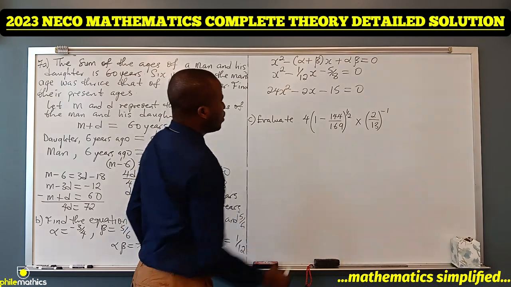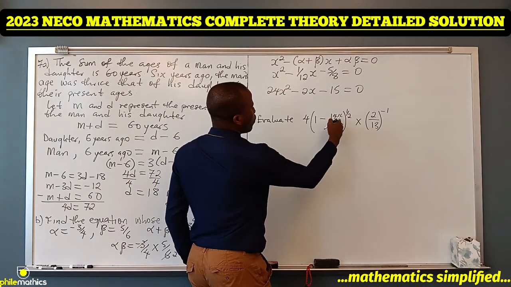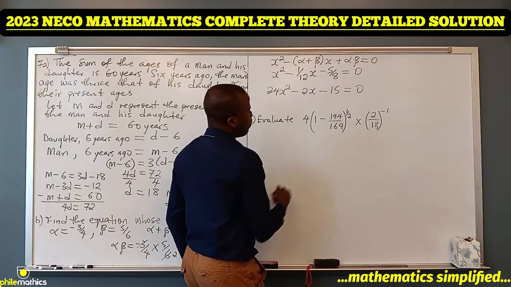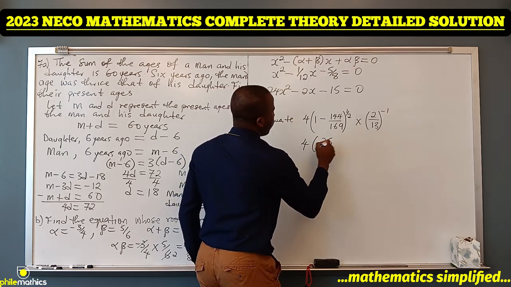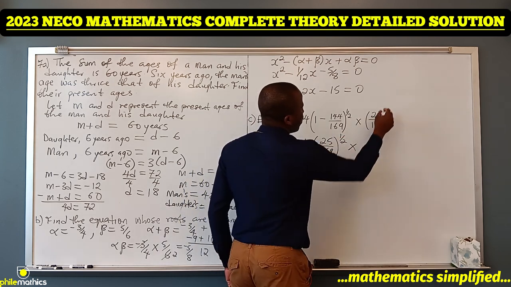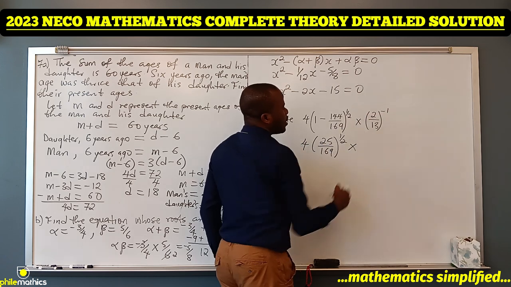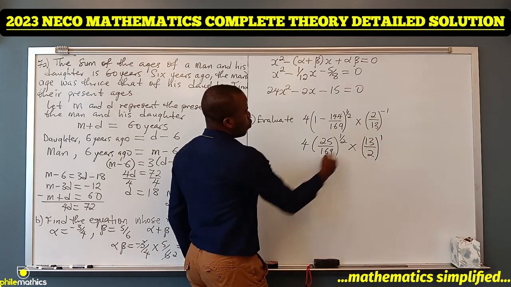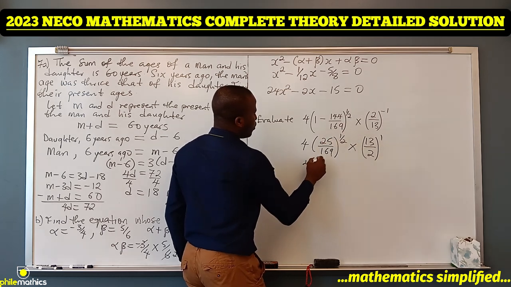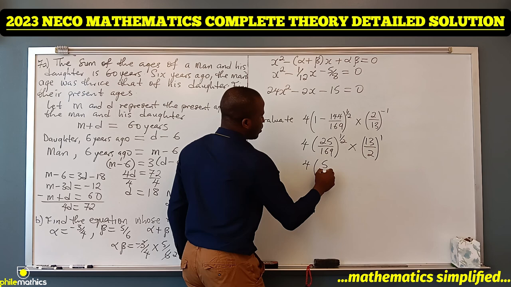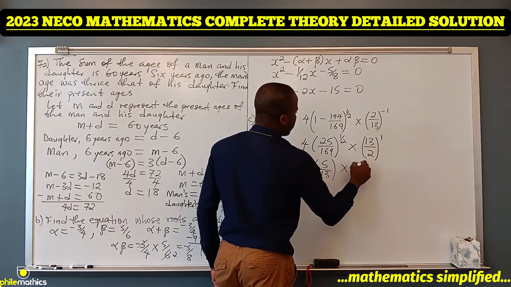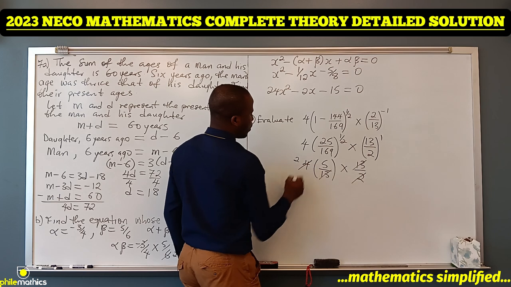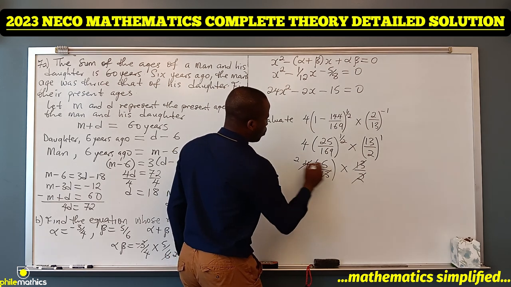C says evaluate this. If we subtract this, 1 minus 144 over 169 is 169 times 1 is 169 minus 144, which is 25. So we have 25 over 169 raised to the power 1 over 2 times 2 over 3 to the negative 1, inverting this to be 13 over 2 to the power 1. And so this is the same as square root. Square root of 25 is 5, and square root of 169 is 13 times 13 over 2. 13 can cancel 13. 2 can cancel 4, 2 times. And so we have 2 times 5 is 10.